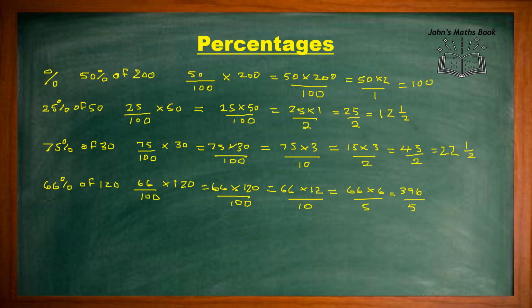Now 5 goes into 396 79 times, with 1 remainder. So it becomes 79 and 1/5. So that concludes this video on percentages.